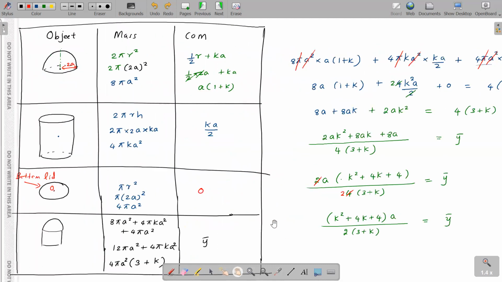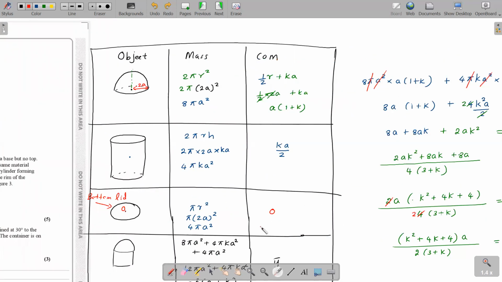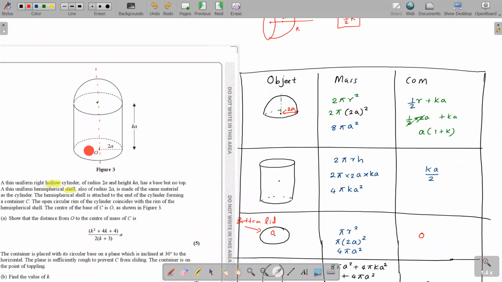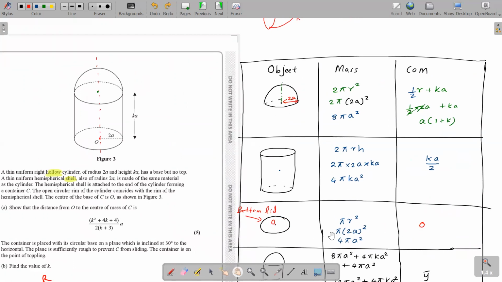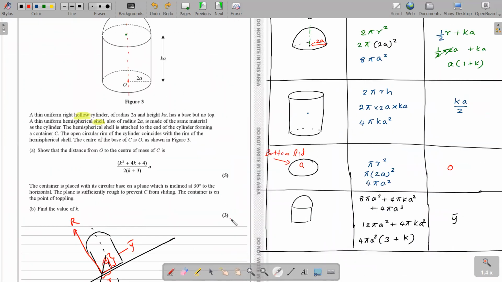So there's a question: why is the center of mass for the bottom lid 0? The center of mass for the bottom lid is 0 because it's on O. You are measuring the vertical height from O, and from O the vertical height of the lid is 0. This lid is not located above O. It's exactly on the same level as O. So that's why it's 0. So that's the 5-mark question. Moving on to the next one.